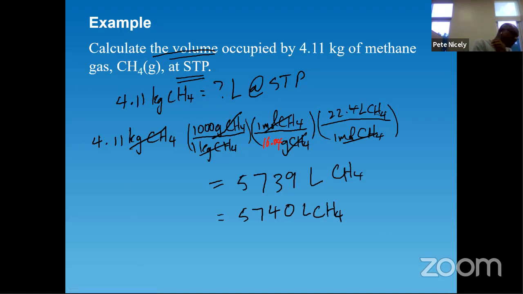Okay, any questions about this particular example? Any questions? Nope. Any questions?